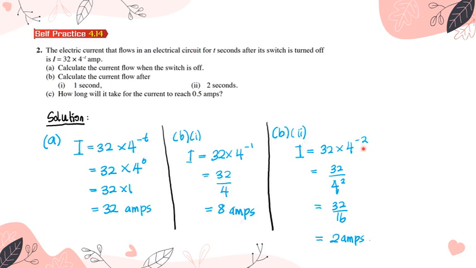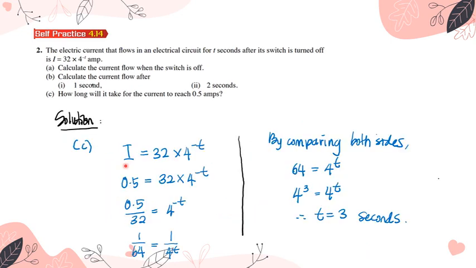For B2, substitute t is equal to 2. So you will have 32 times 4 to the power of negative 2. And remember, 4 to the power of negative 2, negative means 1 over. And 4 to the power of 2 is what is down here. So we write 32 divided by 4 squared and we will get 2 amperes.